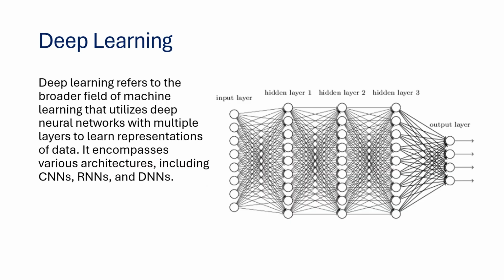So lastly, we're talking about deep learning. Deep learning refers to a broader field of machine learning that utilizes deep neural networks with multiple layers to learn representations of data. So in this case, it encompasses various architectures. Just like we have looked at before, we have convolutional neural networks, we have RNNs, and also DNNs. DNN is basically the deep neural network that we looked at in the previous slide.